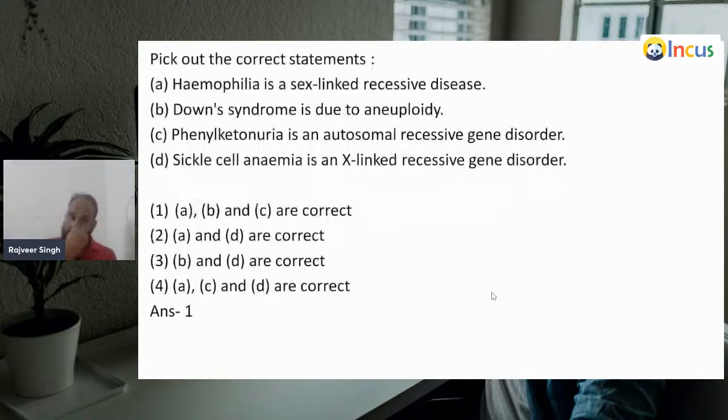Next question. Pick out the correct statement. Hemophilia is an X-linked recessive disease. Down syndrome is due to aneuploidy. Phenylketonuria is an autosomal recessive gene disorder. Sickle cell anemia is an X-linked recessive gene disorder. So definitely our answer will be first: A, B and C are correct. And sickle cell anemia being an X-linked recessive gene disorder is absolutely wrong.